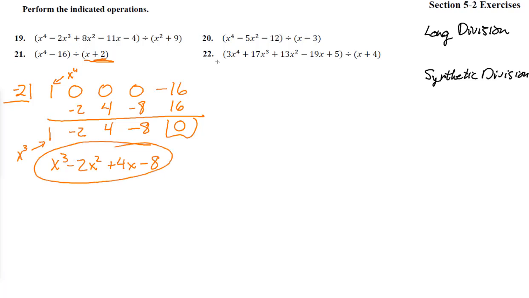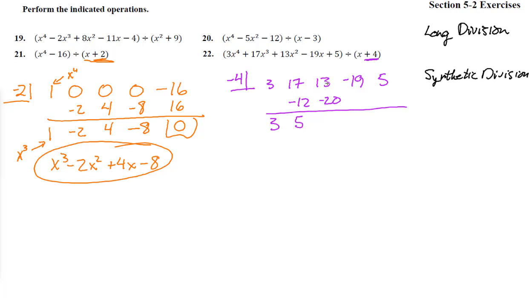All right, number 22. Big one, but we get to do synthetic division. That's a nice happy day. We use a negative 4 over here, and then we have a 3, a 17, a 13, minus 19, and a 5. Did we get all those coefficients correct? Yeah, okay, good. So 3 drops straight down. Negative 4 times 3 is a negative 12. So 17 plus negative 12 is 5. Negative 4 times 5 is a negative 20.